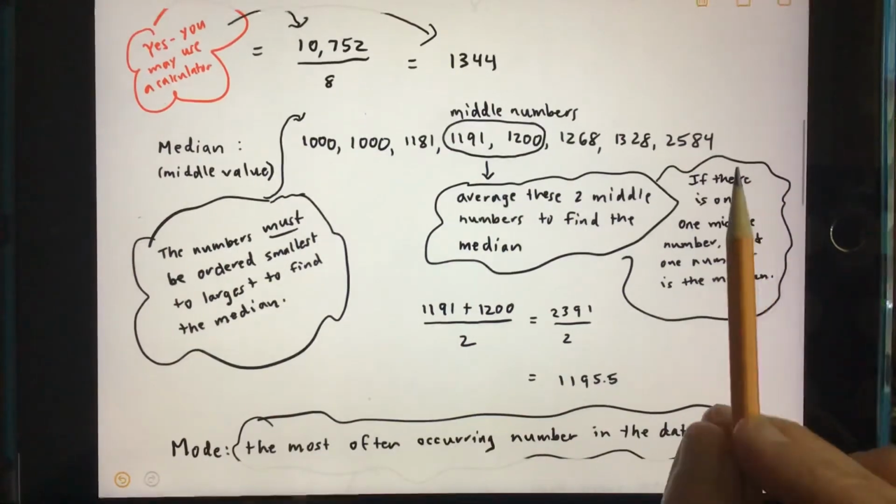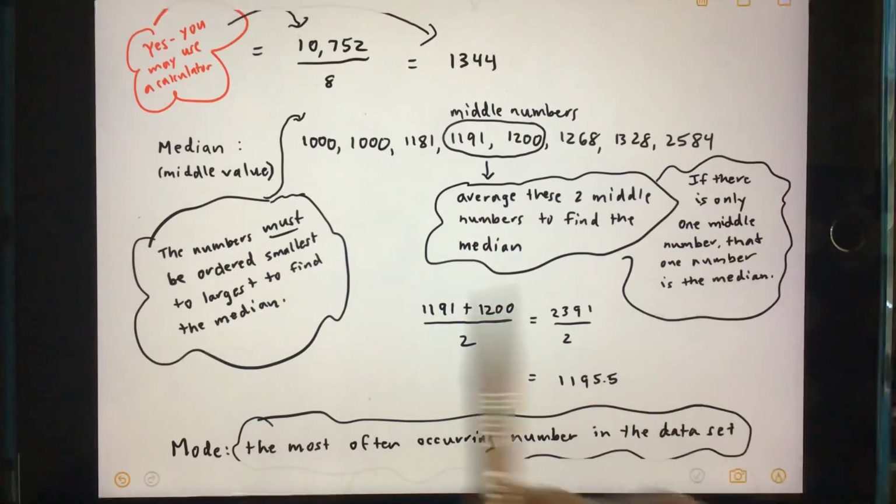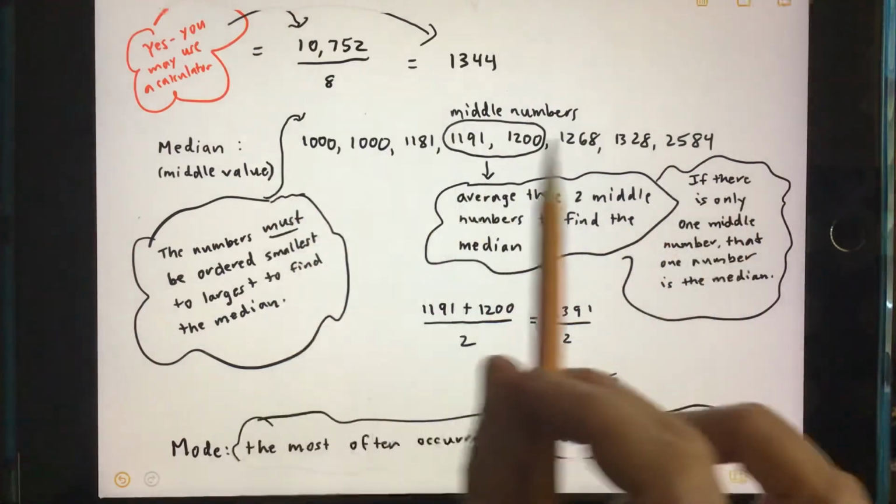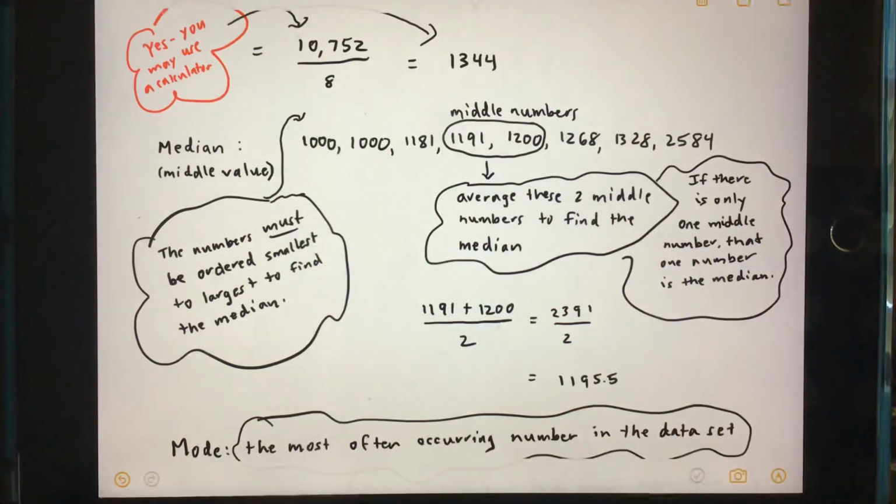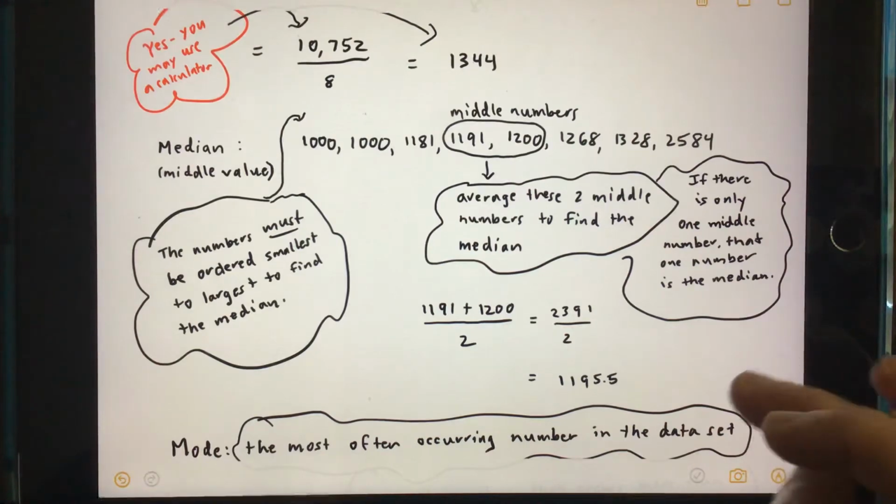All right, so if there's only one middle value, like if there were 7 data items here, then we would only have one number in the middle, and that number would actually be the median. And we'll see that in an example a little bit later on in this guided practice.